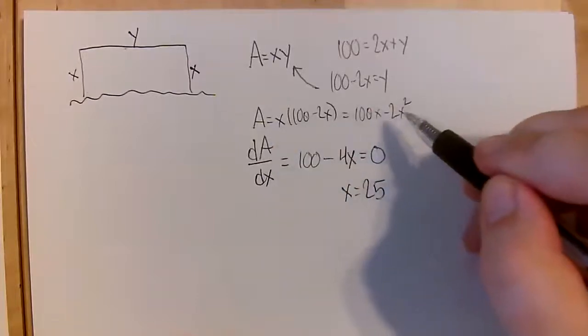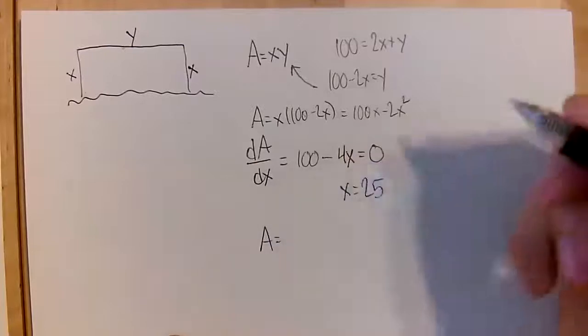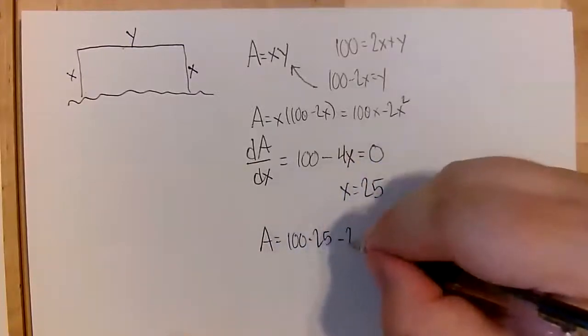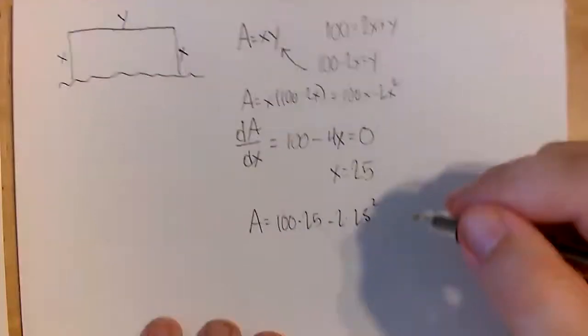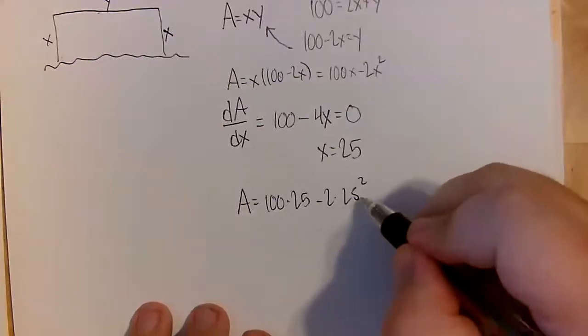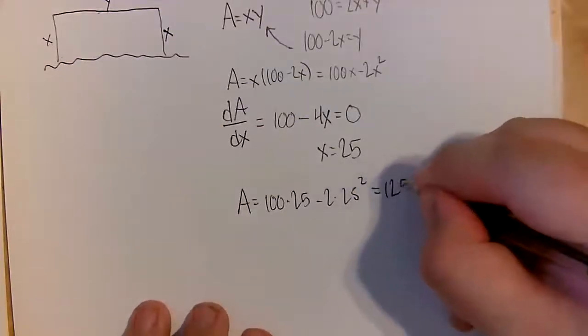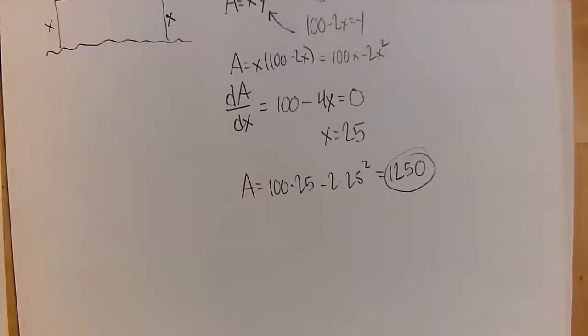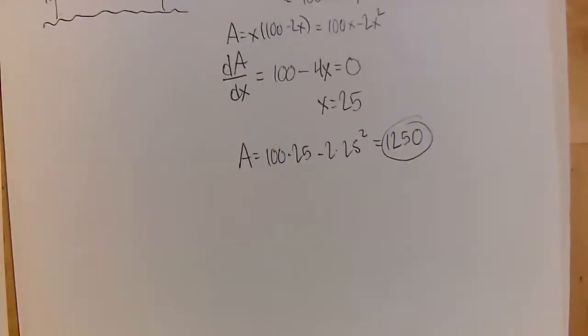All right, now remember, my goal was to get our area, so I have 100 times 25 minus 2 times 25 squared. So this will be 2,500. This will be 1,250. So we end up getting 1,250 for our maximum area that we can build, so long as we have the river fencing in one side. All right, so this is another example of an optimization problem. I'm going to do one more example here.